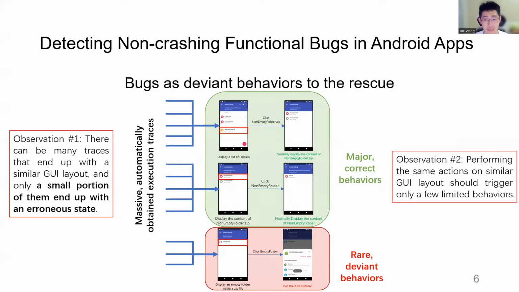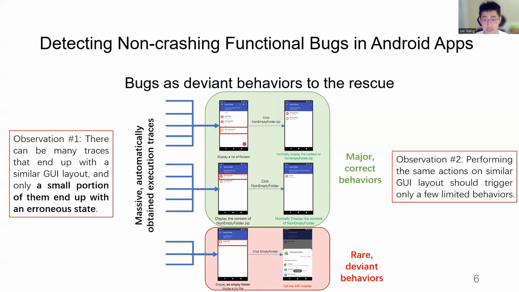So how can we automatically detect such non-crashing functional bugs? As described earlier, such bugs can also be identified as deviant behaviors. Specifically, we made two key observations. First, during an automated testing process, there can be many traces that end up with a similar GUI layout, and only a small portion of them end up with an erroneous state. This is because developers would already notice and fix bugs on frequent program paths.